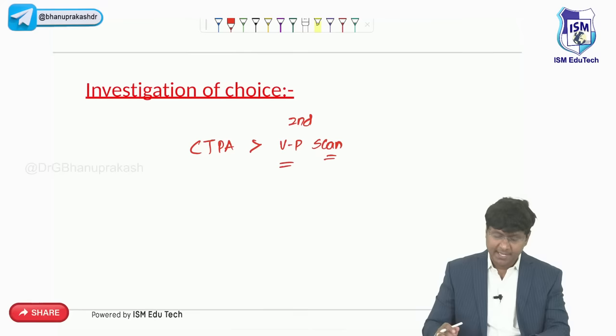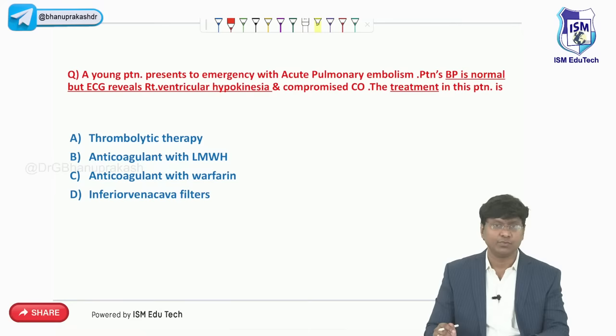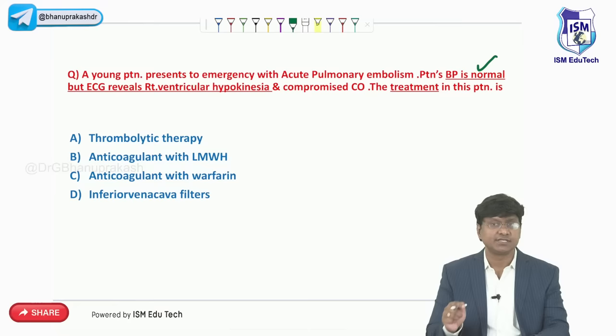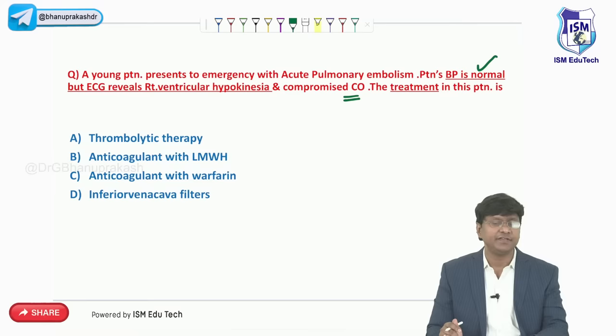Now, I'll give you a clinical scenario. Tell me what is the treatment that you will do in this patient. A young patient presented to the emergency department with acute pulmonary embolism. Blood pressure of the patient is normal. But echo reveals right ventricular hypokinesia and compromised cardiac output. The treatment in this patient is: thrombolytic therapy, anticoagulant with low molecular weight heparin, anticoagulant with warfarin, or inferior vena cava filters.